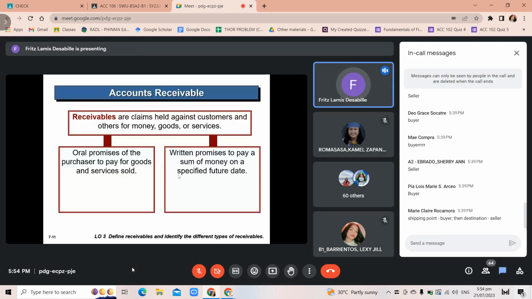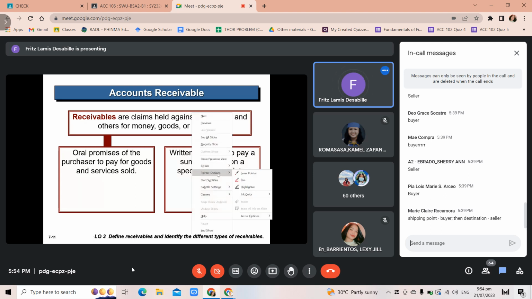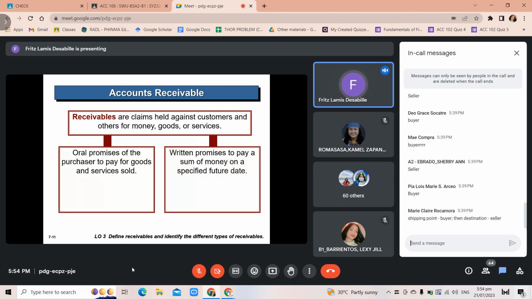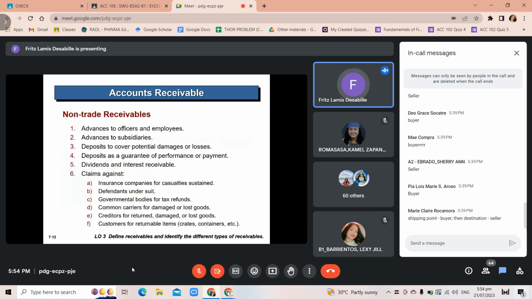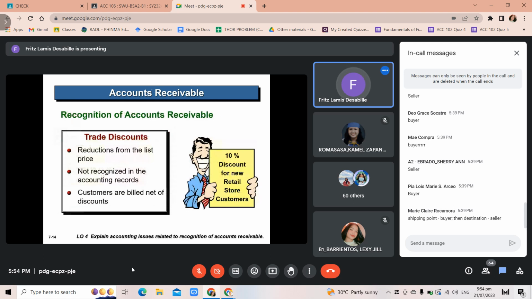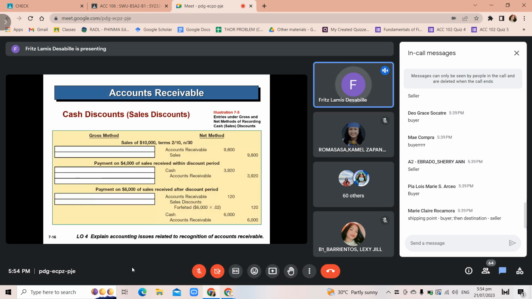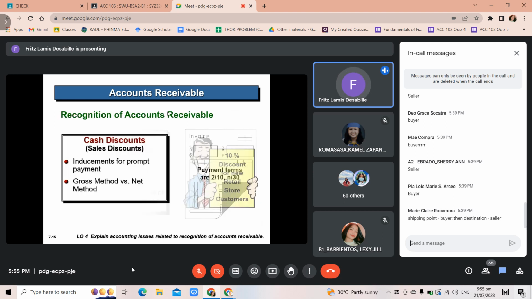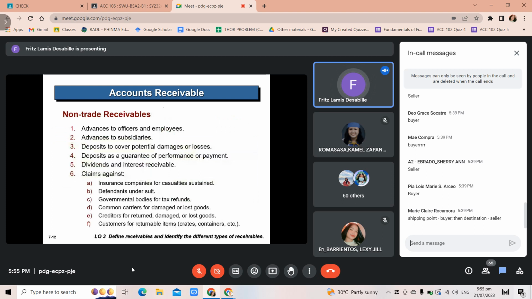So this is just another version of what I've discussed, but it's not totally the same. Basically, another presentation about accounts receivable. I am presenting this because there are examples, illustrations on transactions with regard to accounts receivable. But let's go over this first, in case we have missed something.